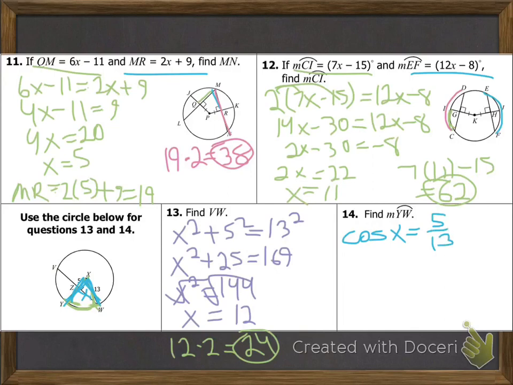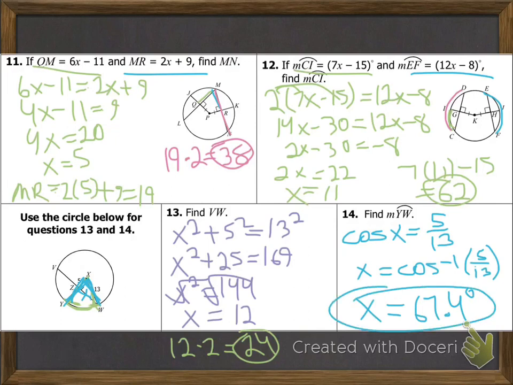So now to find the angle, you have to find the inverse cosine. So we're going to have inverse cosine of 5 over 13, and punch that in your calculator, however your calculator works, and you're going to end up getting 67.4. And make sure your calculator is in degree mode, not radians. And there you go. That's how you're going to find the measure of the arc, or the measure of the angle.